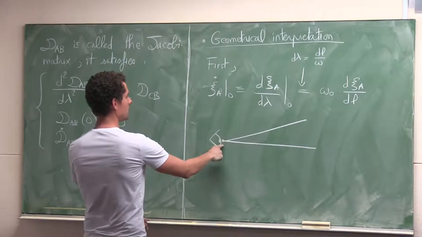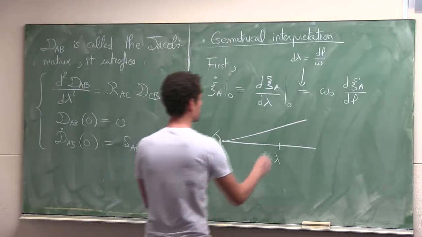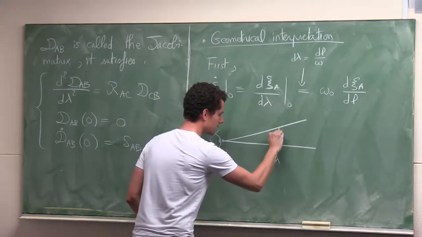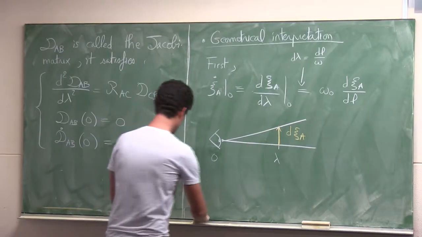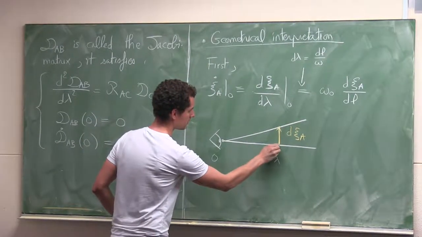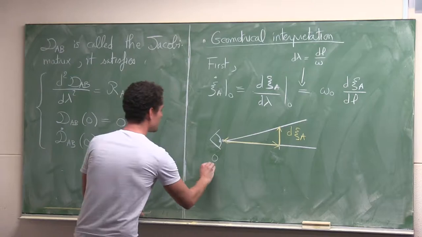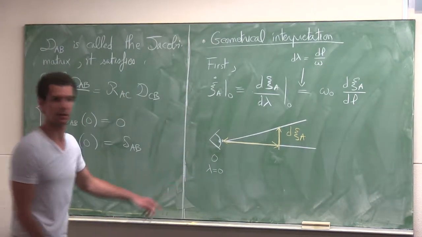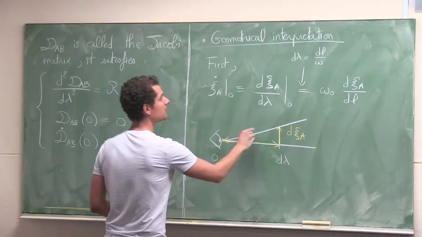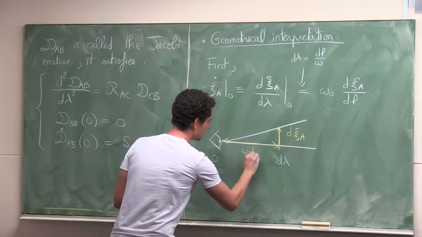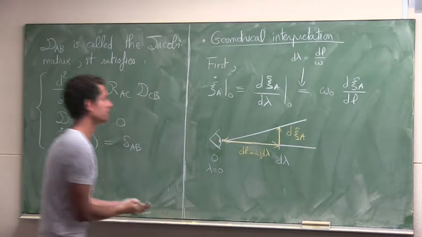So here we are at the observer, and here we are at lambda. We are talking here about d psi A. And here, about this, oh sorry, this is d lambda. Well, I will take lambda equals 0 to make things easier at the observer. This is therefore d lambda, so small shift. And we know that this distance is omega, right? So dl equals omega d lambda, and 0 d lambda.